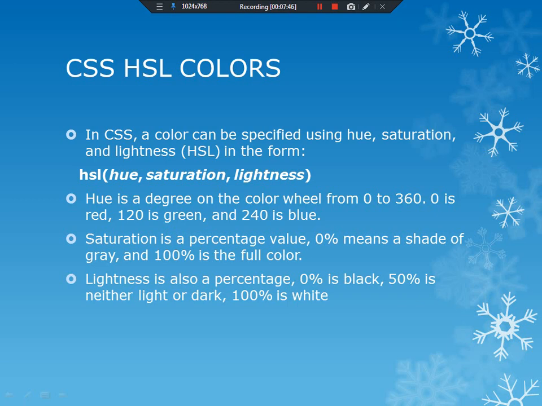In CSS, a color can be specified using hue, saturation, and lightness (HSL) in the form hsl(hue, saturation, lightness). Hue is a degree on the color wheel from 0 to 360: 0 is red, 120 is green, and 240 is blue. Saturation is a percentage value: 0% means a shade of gray, and 100% is the full color. Lightness is also a percentage: 0% is black, 50% is neither light nor dark, and 100% is white.